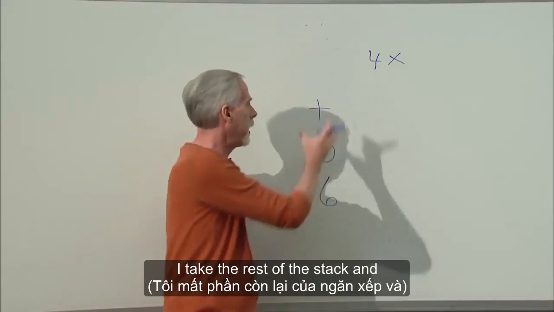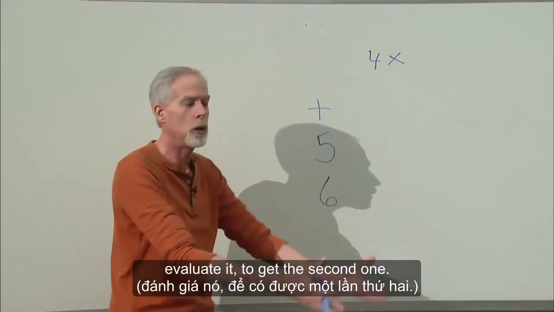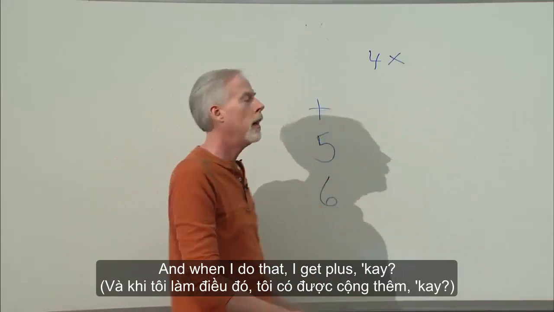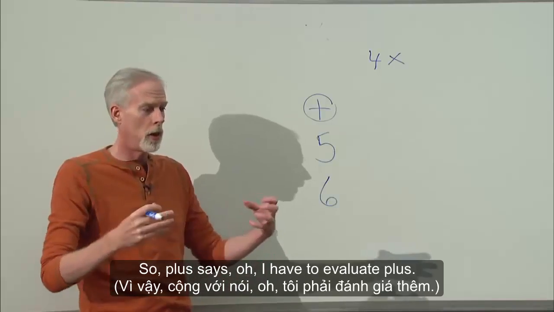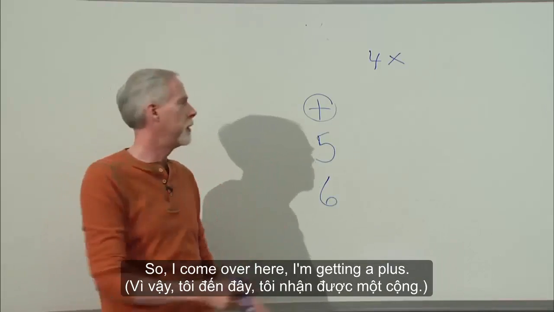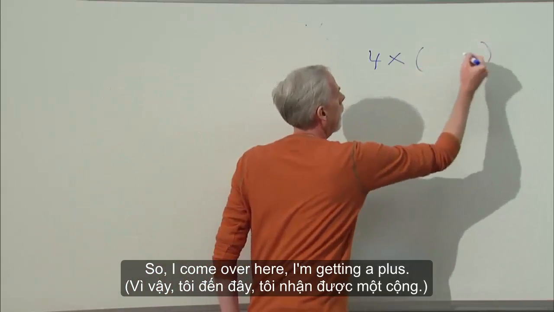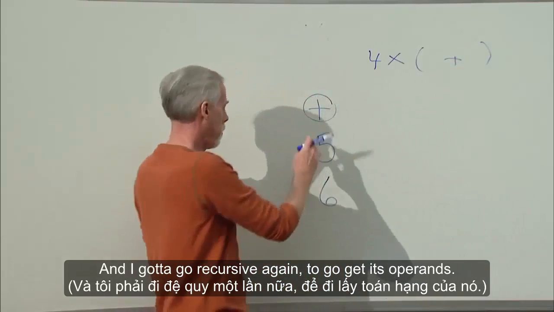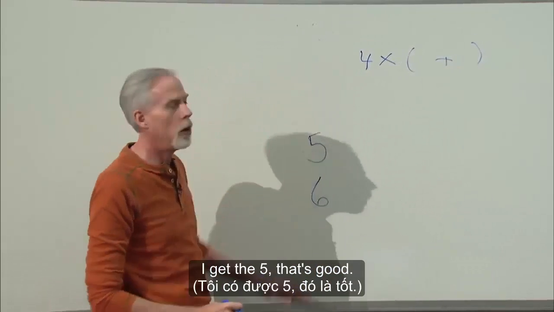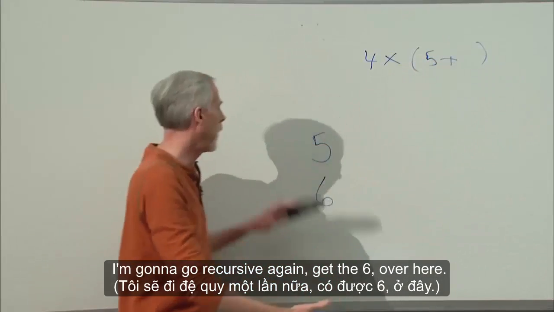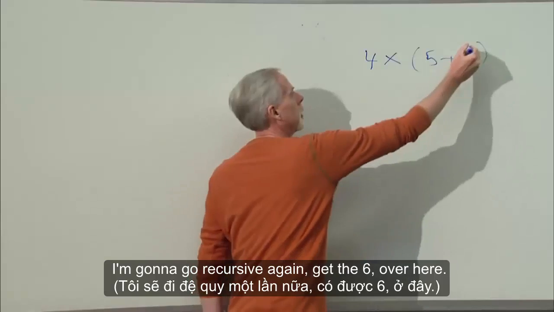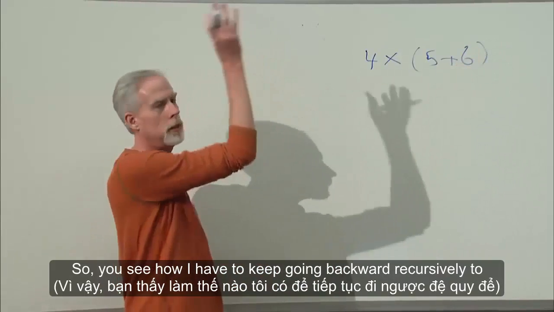Now I take the rest of the stack and evaluate it to get the second one. And when I do that, I get plus. Okay? So plus says, oh, I have to evaluate plus. It needs operands. So I come over here. I'm getting a plus. And I got to go recursive again to go get its operands. I get the 5. That's good. I'm going to go recursive again, get the 6 over here, and I've evaluated the whole stack.